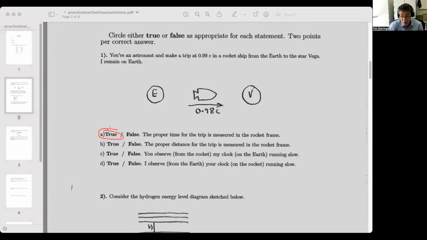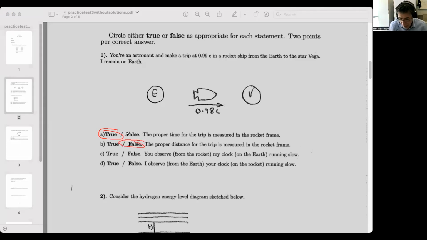Earth and Vega are at rest in the Earth-Vega reference frame. So in that particular frame, the initial location of the event and the final location of the trip are at the same location. And so in that Earth frame, we measure the correct, proper distance between the two events, between leaving Earth and arriving at Vega. So in this question, the statement that the proper distance for the trip is measured in the rocket ship reference frame is false.